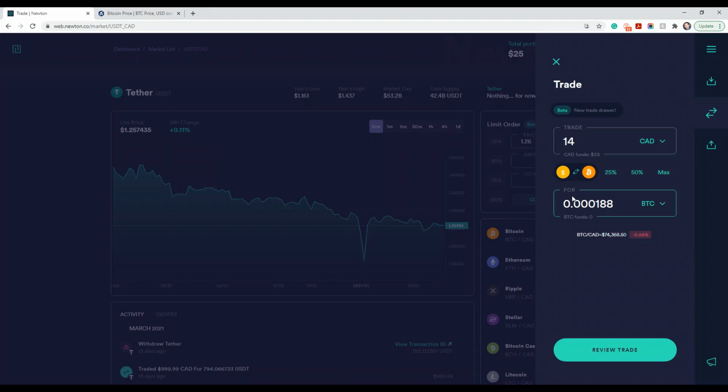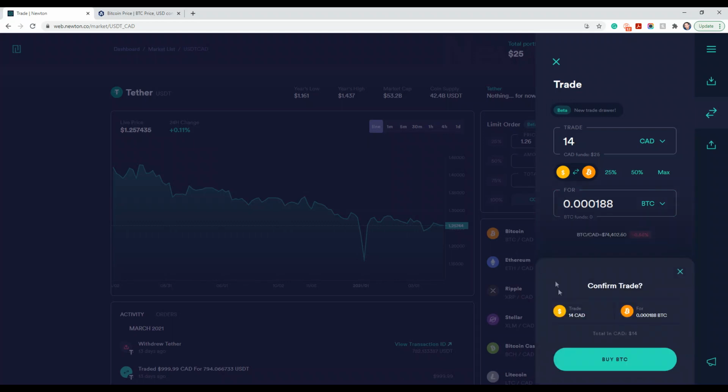All right, you can't really do limit orders yet. It's something that they say they're going to have in the future with Newton, but currently you can only buy at market value. And then you click on review trade, and then once you do that, you click on buy BTC.